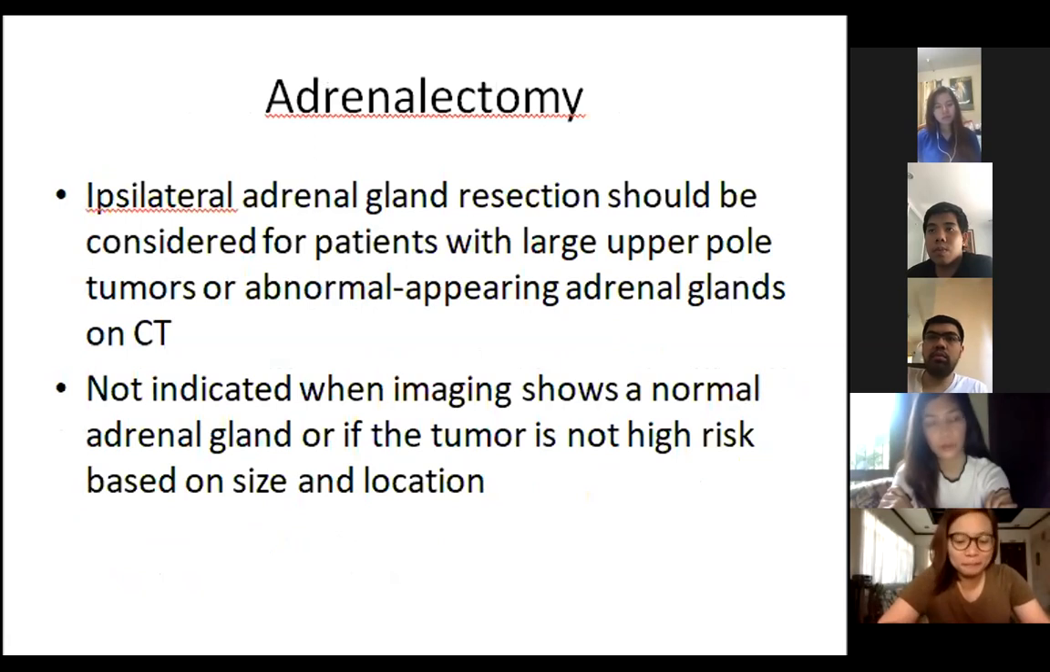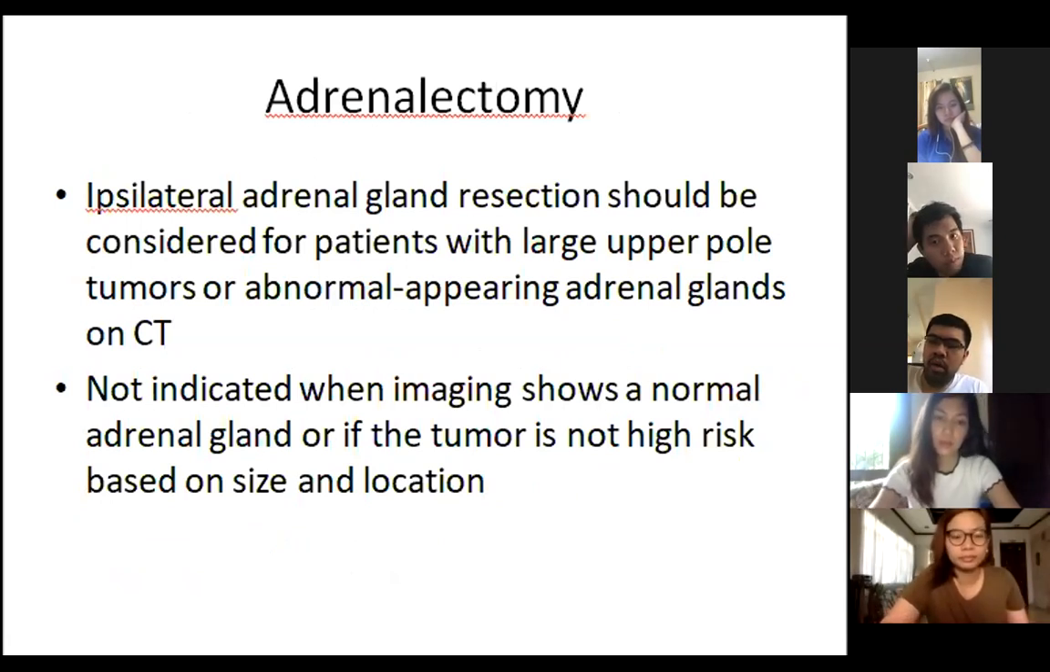For adrenalectomy, ipsilateral adrenal gland resection should be considered for patients with large upper pole tumors or abnormal appearing adrenal glands on CT. It is not indicated when imaging shows a normal adrenal gland or if the tumor is not high risk based on size and location.